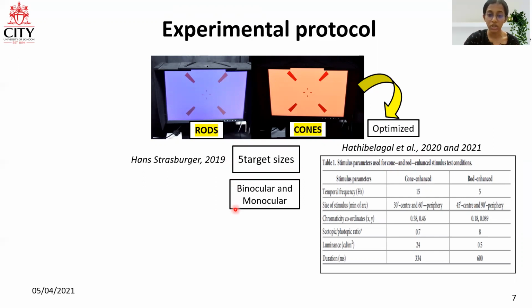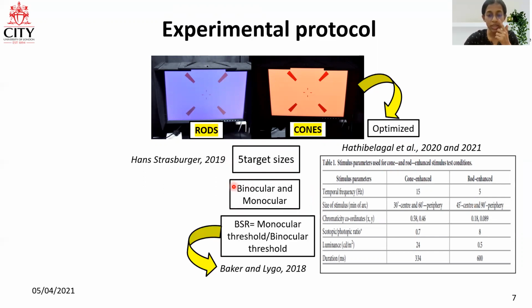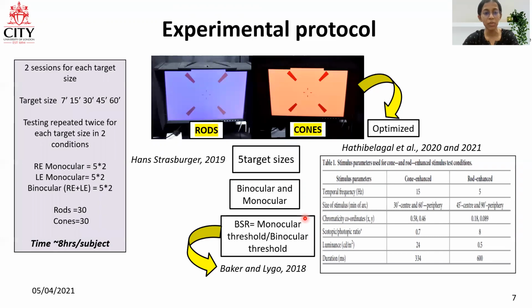The thresholds were measured binocularly and monocularly, and the BSR was calculated using the dominant eye or the better eye monocular threshold divided by the binocular threshold. A little more detail about the protocol over here. Basically, we had 2 sessions.